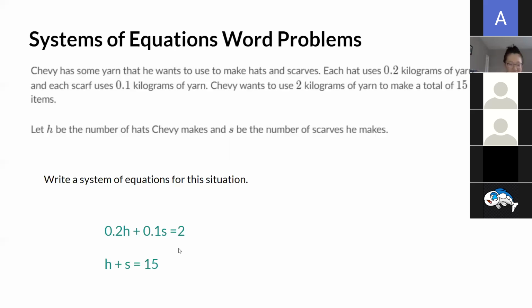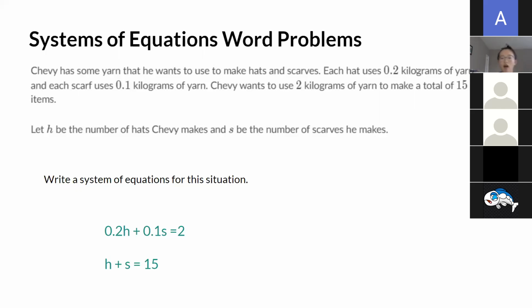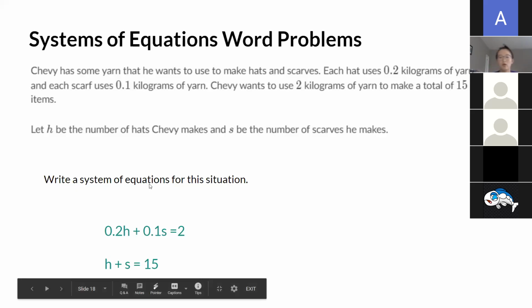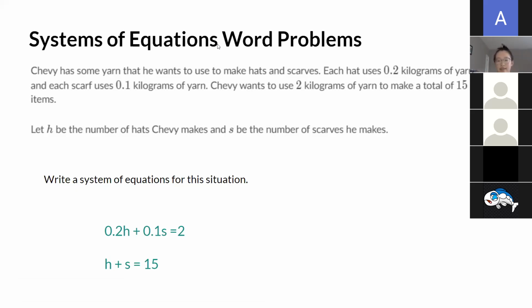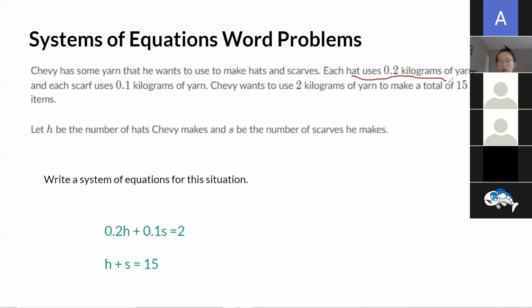I forgot to put in a transition right here, so you can see the system, the answer, already. But we can still go back and look over why the system works. For this sentence, each hat uses 0.2 kilograms of yarn and each scarf uses 0.1 kilograms of yarn, we can set the variables. H is the number of hats Chevy makes and S is the number of scarves he makes.